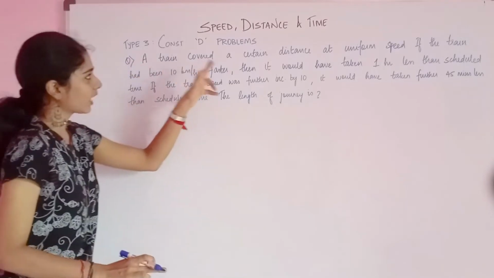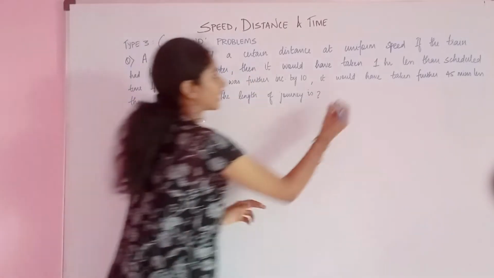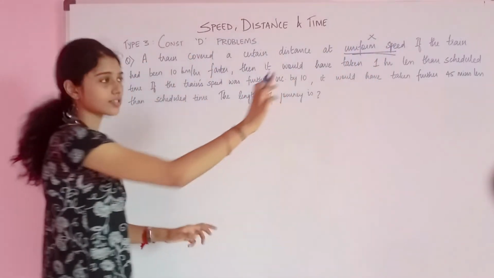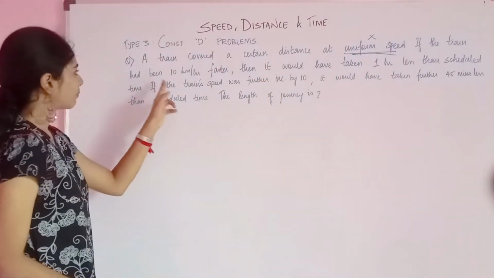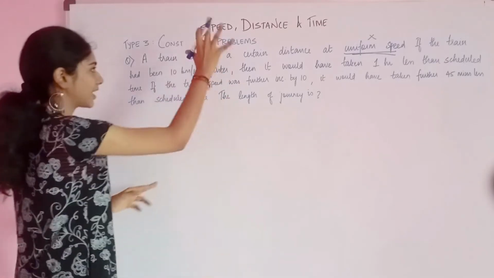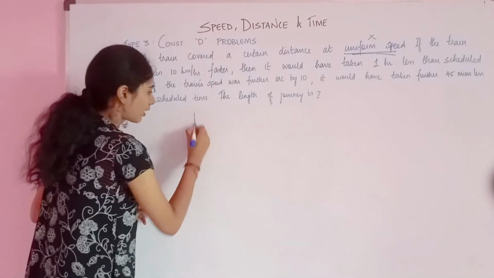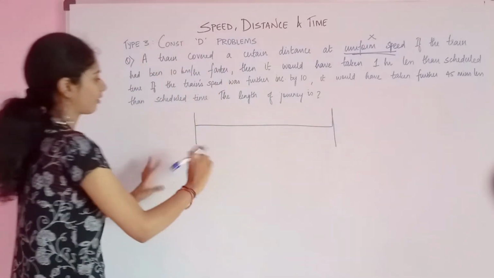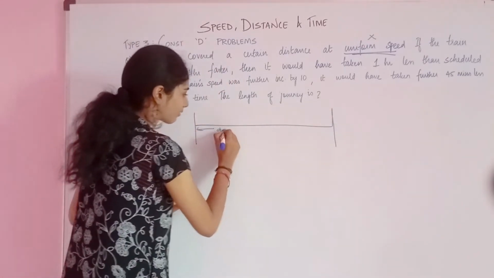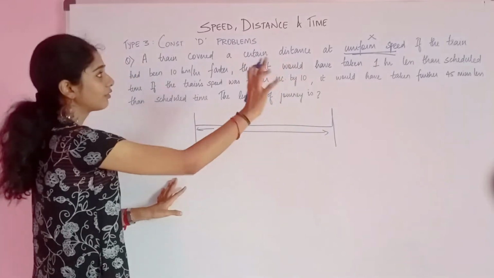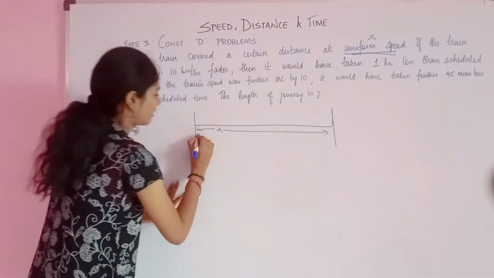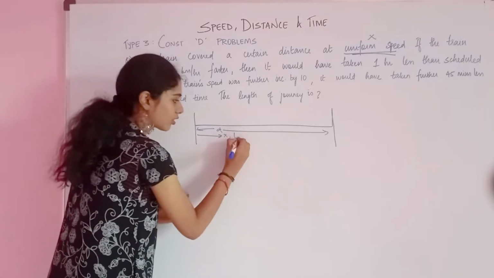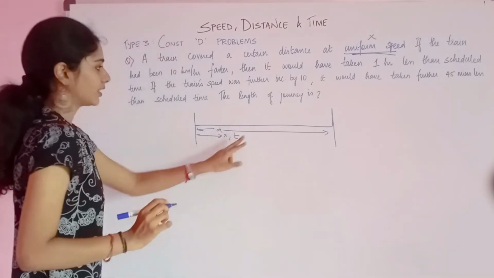So a train covered a certain distance at uniform speed. This speed is not given, so let's consider it to be x. If the train had been 10 km/h faster, let's write this question pictorially. The train is going from one station, covering some certain distance d that we don't know. It is covering it at a uniform speed x, and it's going to take t to cover the distance.